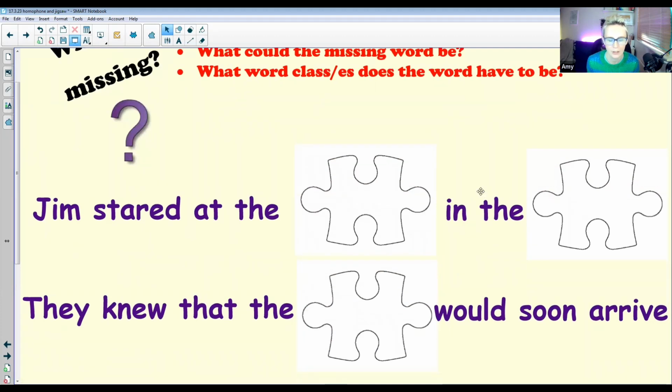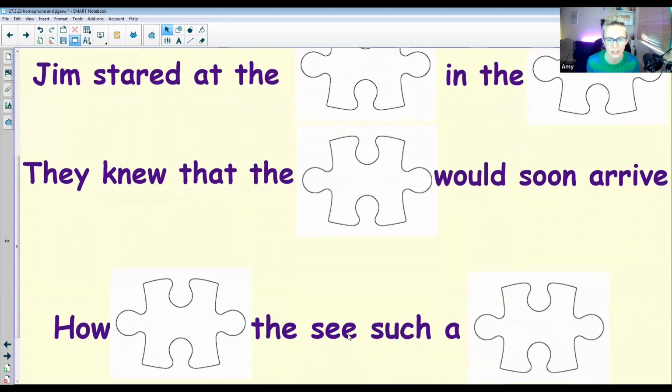The next one. They knew that the something would soon arrive. So what's going to arrive soon? What is the word class here? Well, we've got the article here, so it must be a noun. And again, some lovely suggestions. Slightly different and perhaps a little bit harder: how something to see such a something? So what would the word class be here, do you think? I'm not going to tell you. You can write it in the comments below if you would like to have a go.